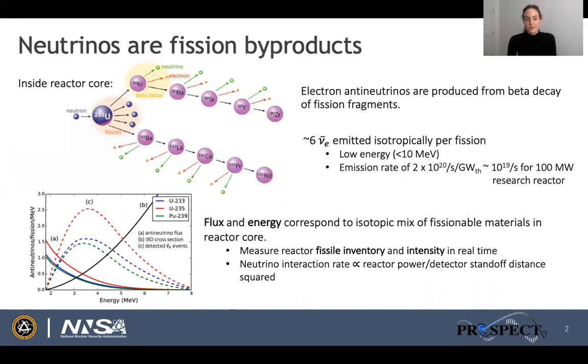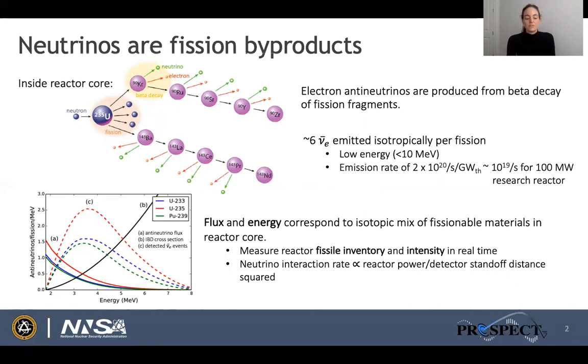So we can start with some context. Inside the reactor core, fission produces unstable byproducts, and these fission products undergo beta decay and produce neutrinos, specifically electron-flavored antineutrinos. About 6 of these reactor neutrinos are emitted isotropically per fission, and they're somewhat low energy. In this diagram on the bottom left, you can see an example of the flux and energy spectrum of those neutrinos and how they correspond to the mix of fission isotopes inside the reactor.